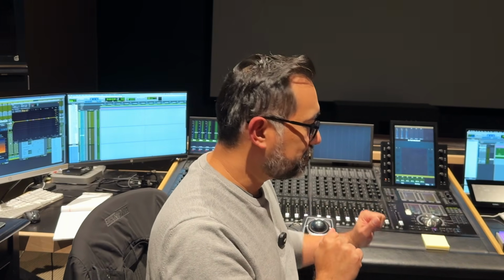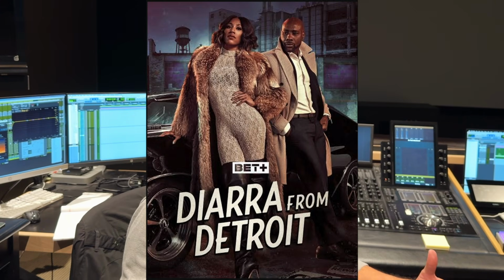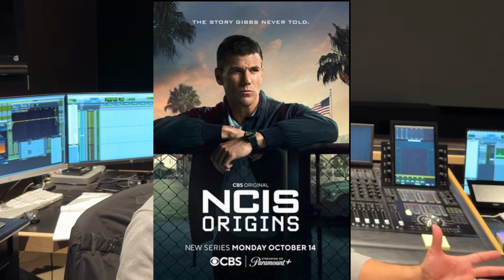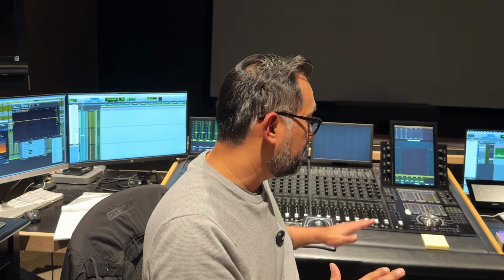So we use three computers, and here's a huge major workflow. Let me explain the workflow of really what our mixes are like. So when I'm working with a partner here, currently I'm mixing the second season of DRF from Detroit for BET Plus and NCIS Origins, CBS. And so I'm mixing the sound effects for that one, for this one. And my partner over here is handling the dialogue. So what happens is we can work double time, really, essentially, while I'm over here mixing the backgrounds, the Foley, setting up the sound effects.